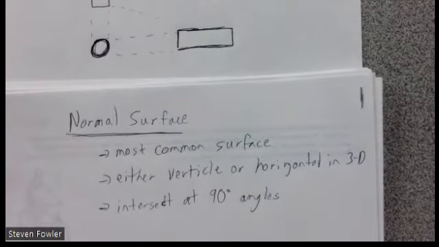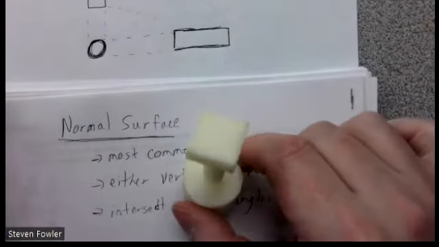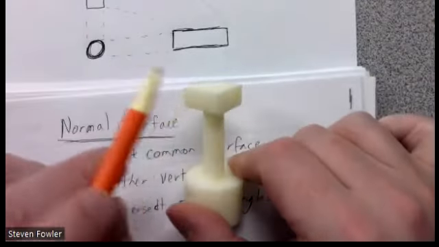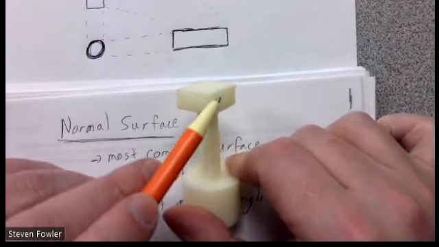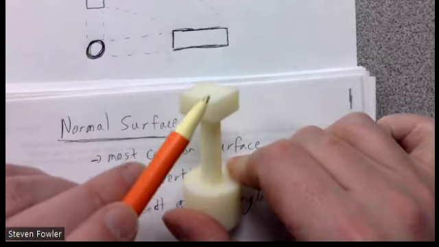I'm digging around, find something. Have some normal surfaces on. This is okay. Right? So here's an object here. You can see these all intersect at 90 degrees. These are all normal surfaces.